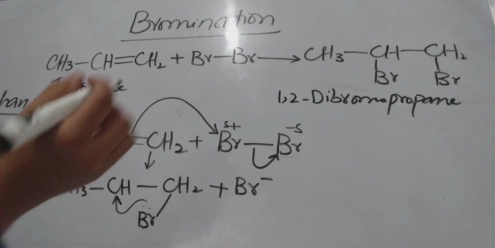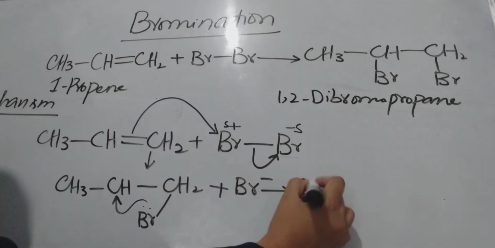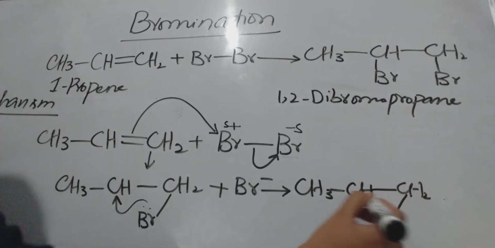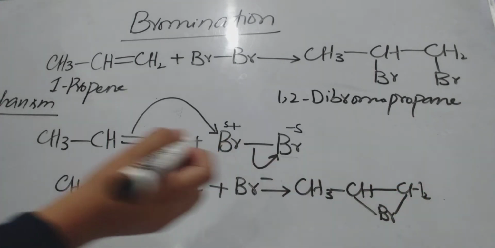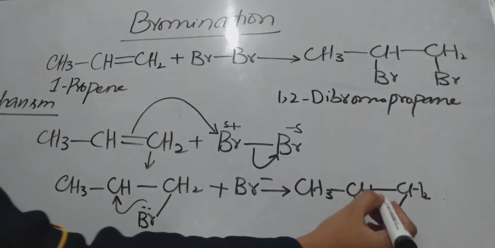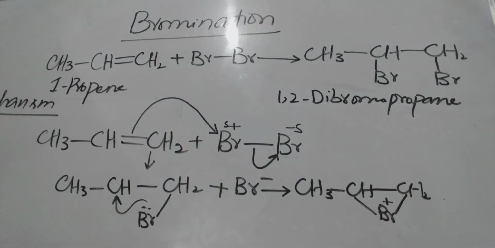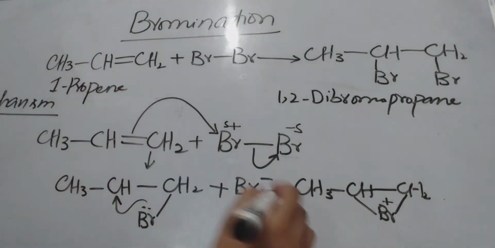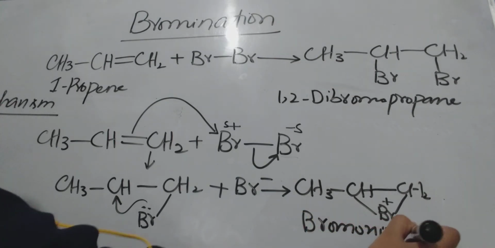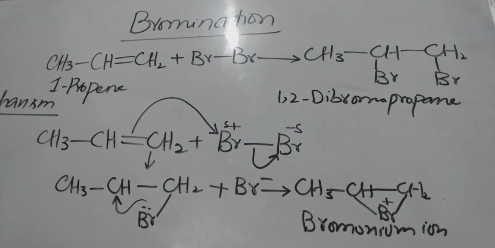So in the next step what would happen, CH3 CH single bond CH2, here is bromine, and whenever this bromine shares its electron pair to form a bond between bromine and carbon, it would create a positive charge over this bromine, and it is known as bromonium ion. Bromonium ion.